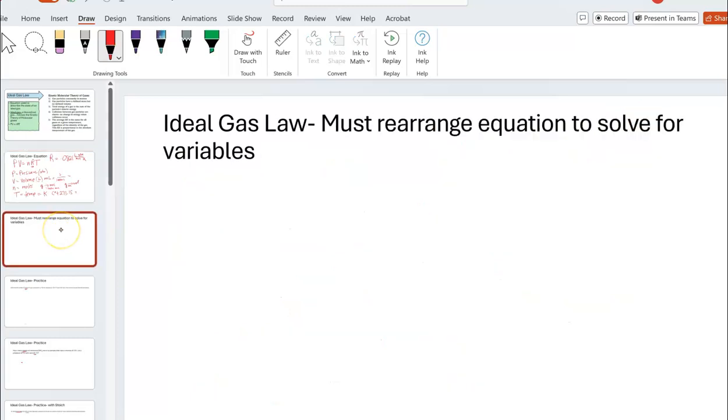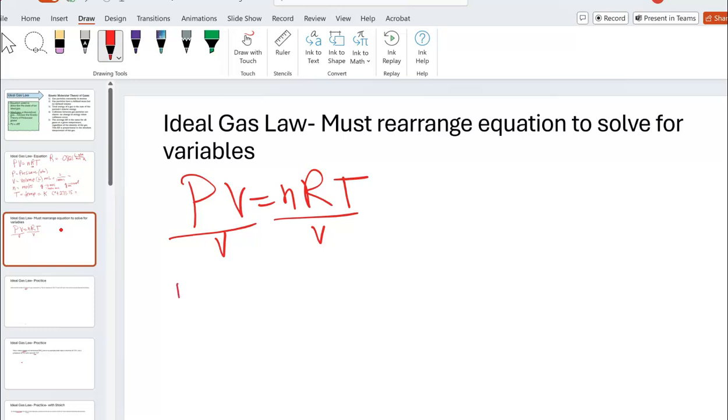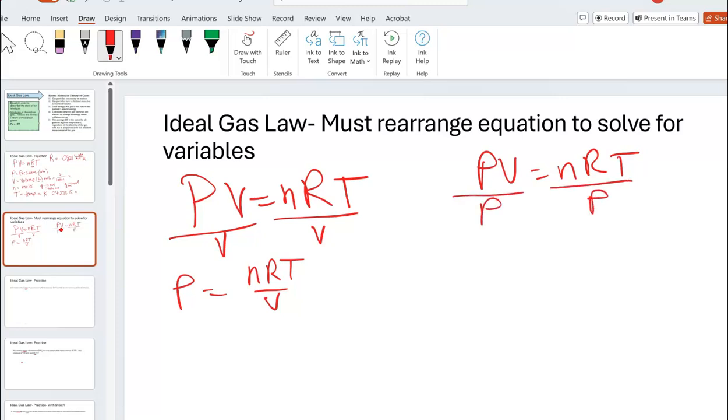Okay, so a quick lesson on rearranging variables. PV is equal to nRT. If I'm solving for pressure, I'm going to have to divide by volume on this side. So my new equation is P equals nRT divided by V. Let's say I need to solve for volume. I'm going to divide by pressure on both sides. So volume is equal to nRT divided by P.